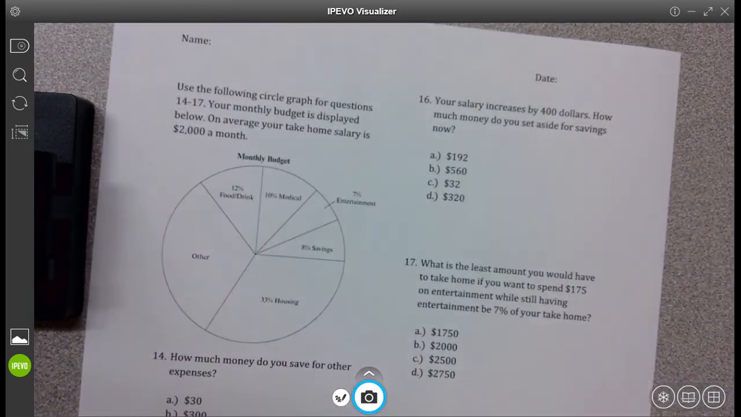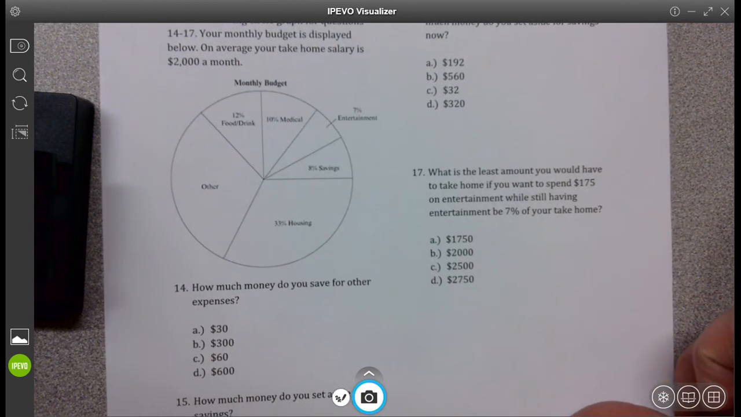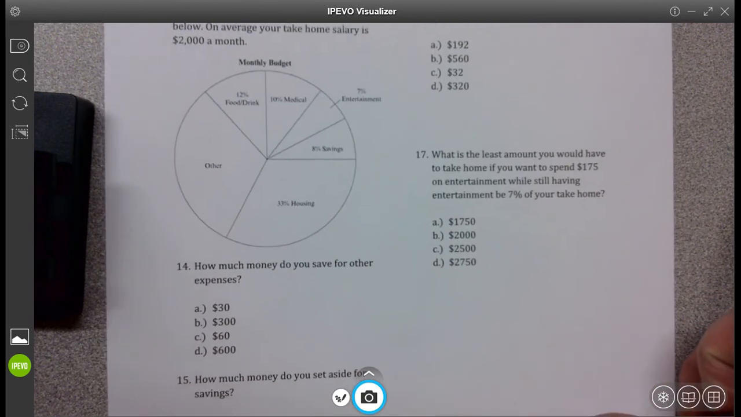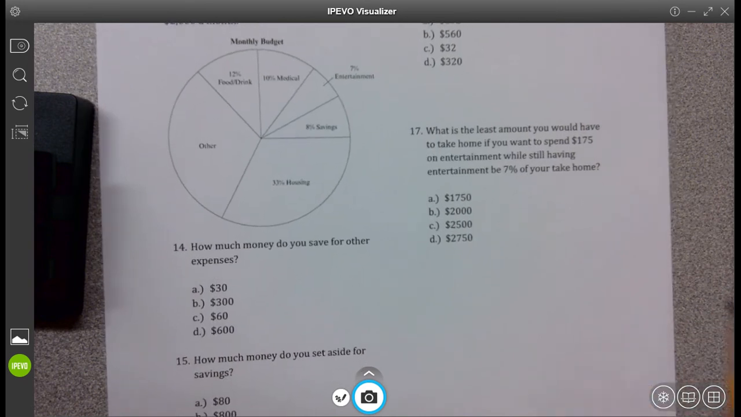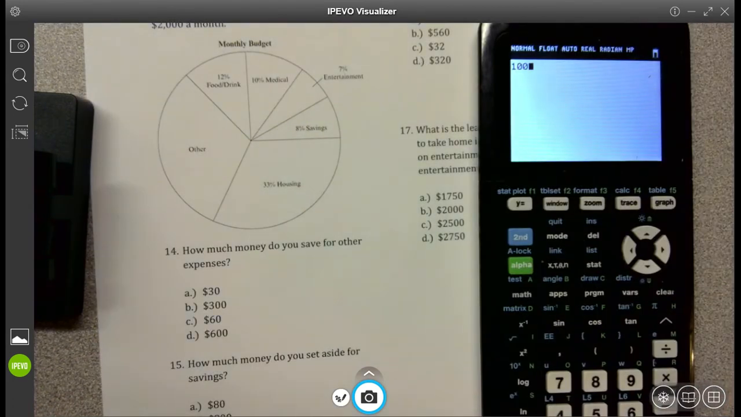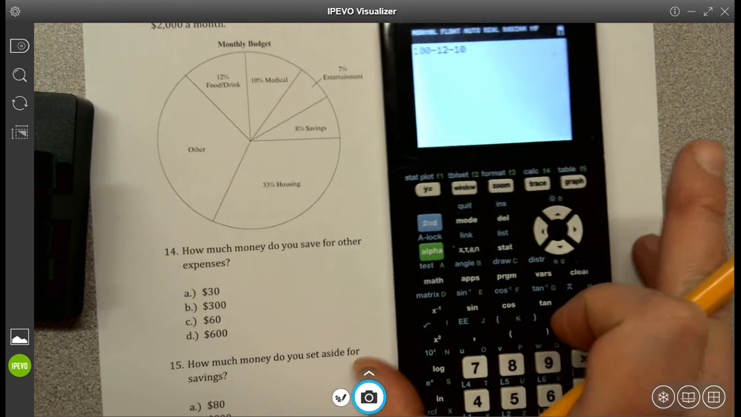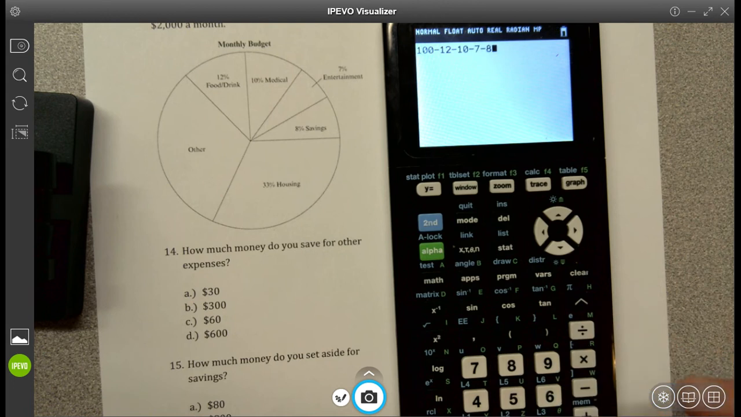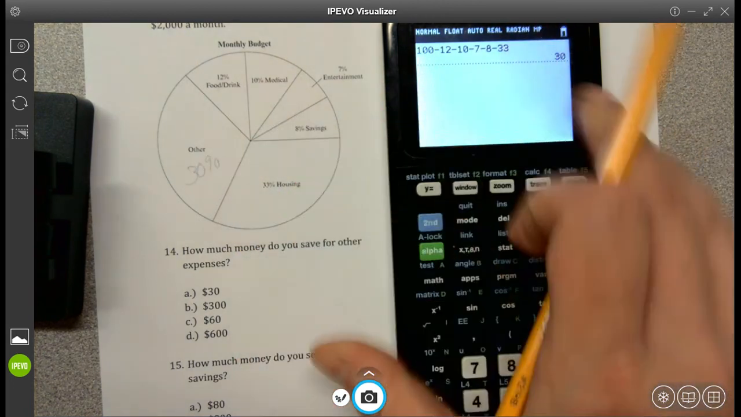Okay, it says, use the following circle graph for questions 14 through 17. Your monthly budget is displayed below. On average, your take-home salary is $2,000 a month. All right, so these are the percentages. Out of 100%, we have 12% is drinks and food, and 10% is medical, 7% is entertainment, and 8 is saving, and 33 is your housing cost. That means everything else is 30%.